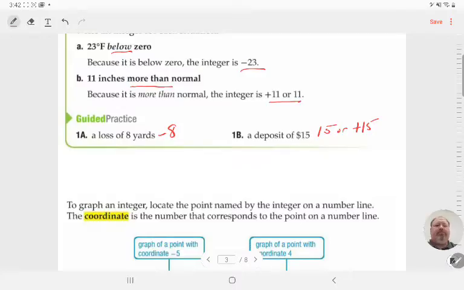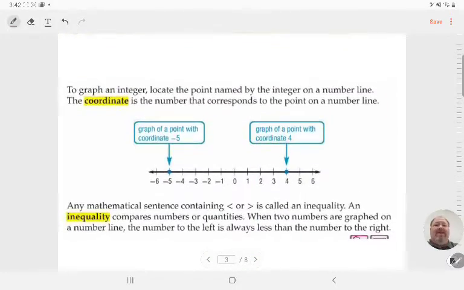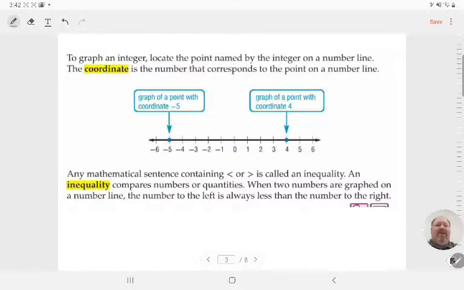Okay? All right. To graph an integer, you locate the point named by the integer on the number line. You put a point on there, and that's called a coordinate. So for example, if I'm going to graph the point of the coordinate -5, I would put a point right there, and that is how you would graph on the number line. Again, a +4 would be to the right of the 0, and I would put my point at 4.